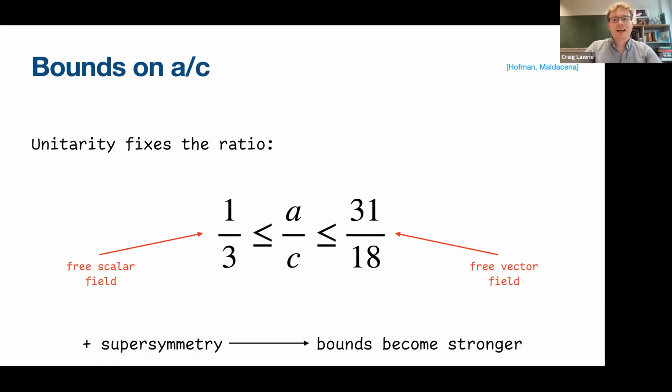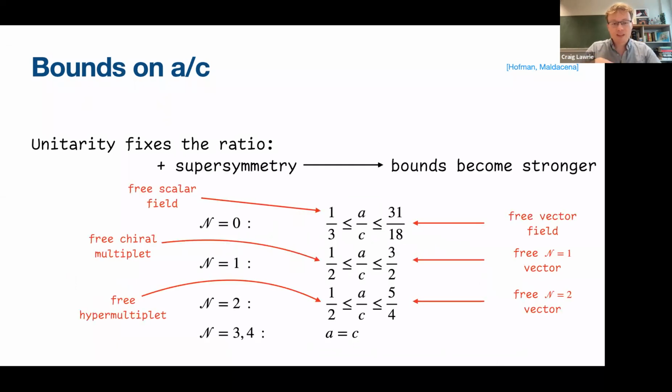Okay. And if we add supersymmetry, then these bounds, in fact, become a lot stronger. These are the cases with supersymmetry. So if you have N = 1 supersymmetry in 4 dimensions, the lower bound is now saturated by the free chiral multiplet, which is then 1/2, and for N = 2, it's the free hypermultiplet. So these are sort of natural generalizations of the free scalar field in a non-supersymmetric theory.